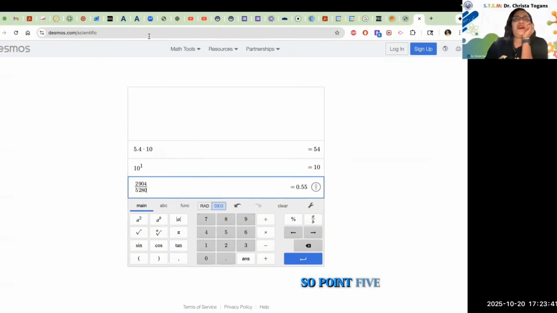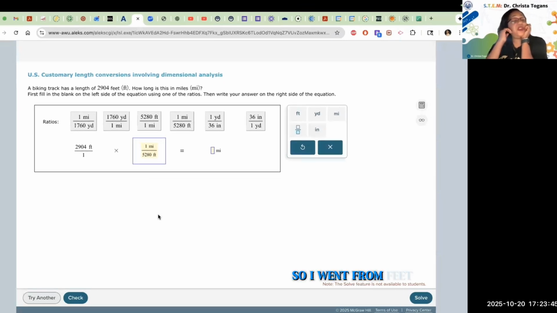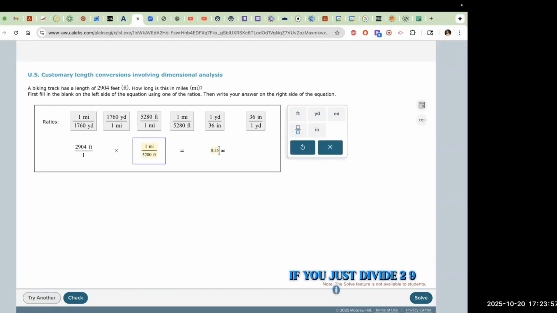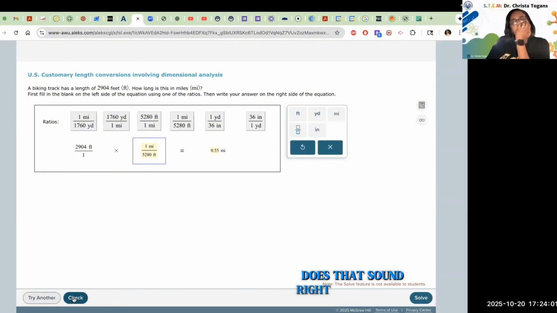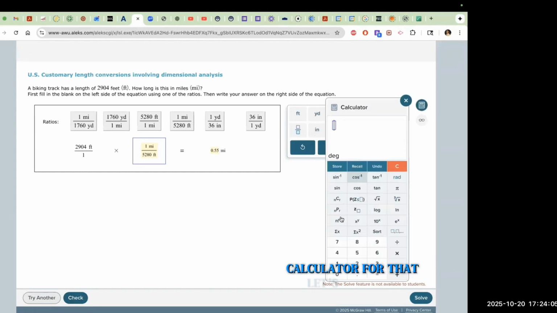So 0.55. Let's see. So I went from feet, and is it 0.55? I think. I don't know. 0.55 miles. Yeah, if you just divide 2904 by 5280, does that sound right? I don't know. Let's use their calculator.